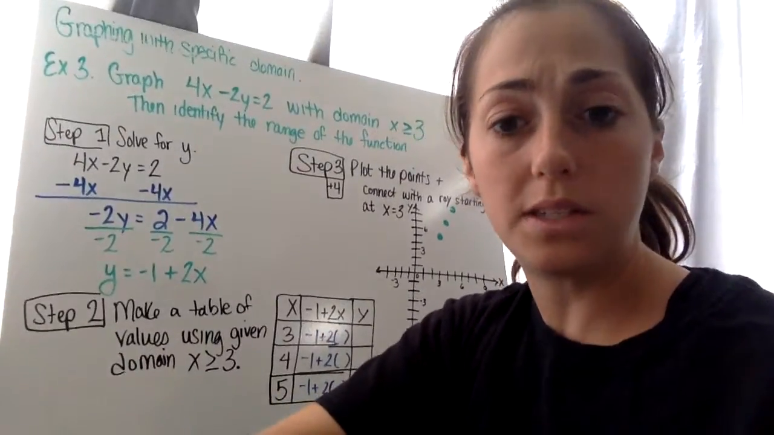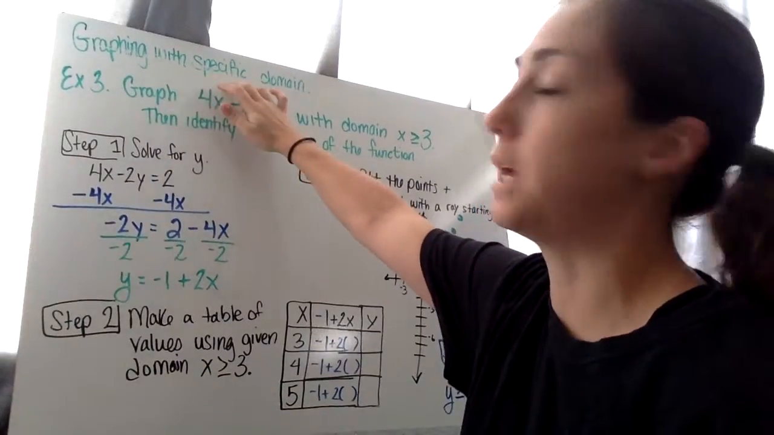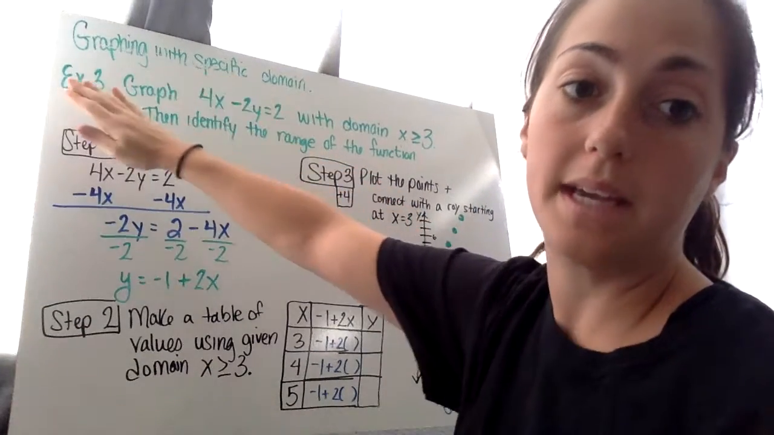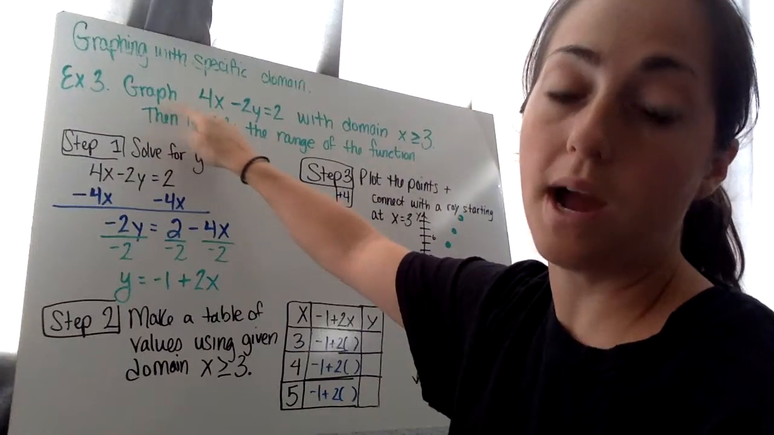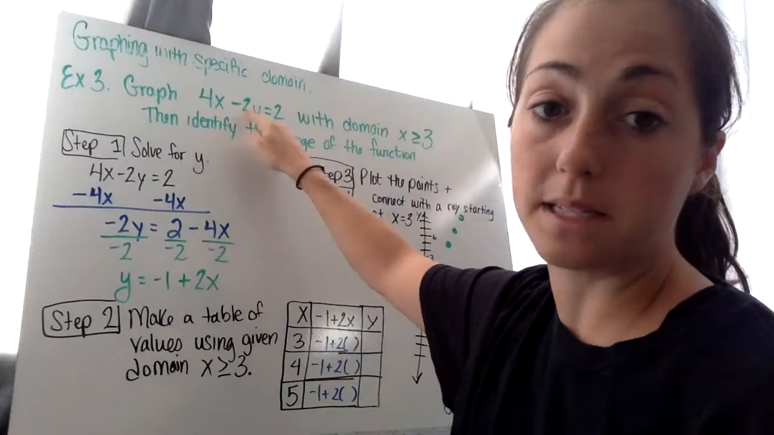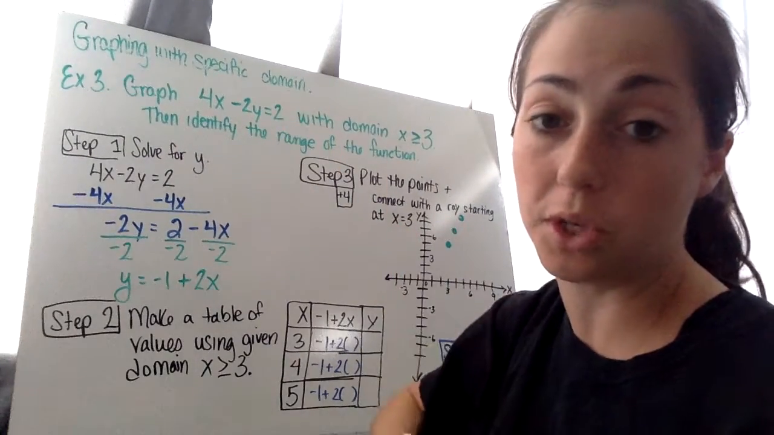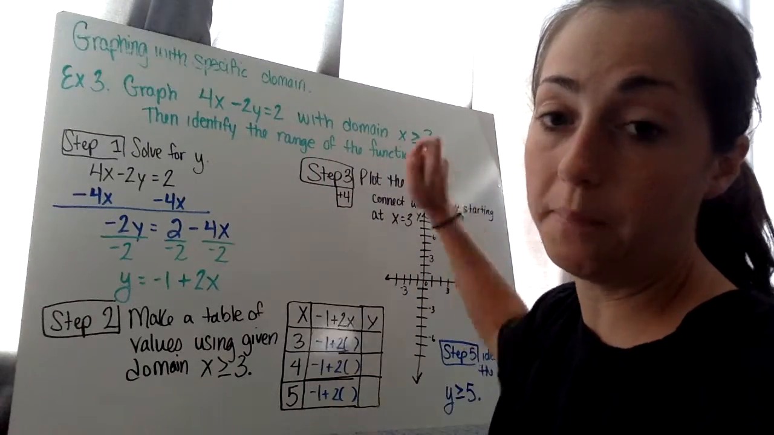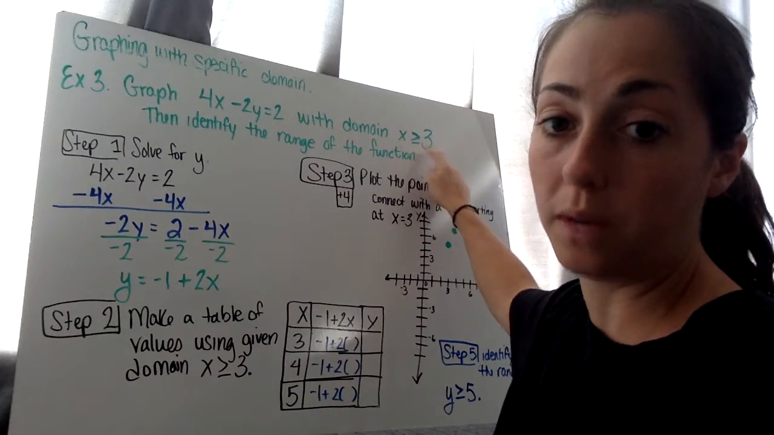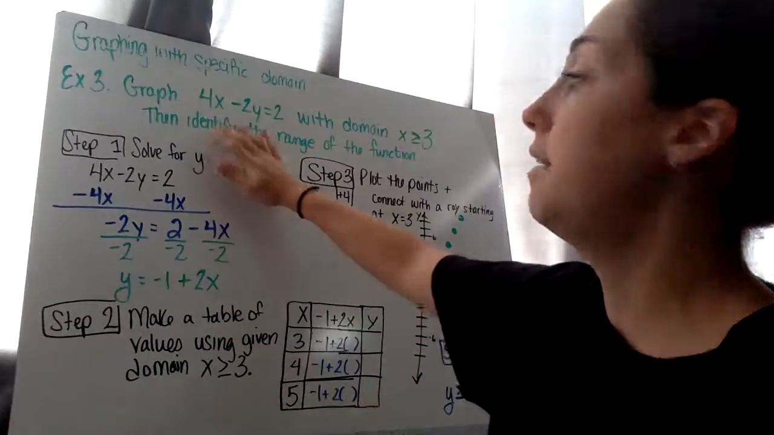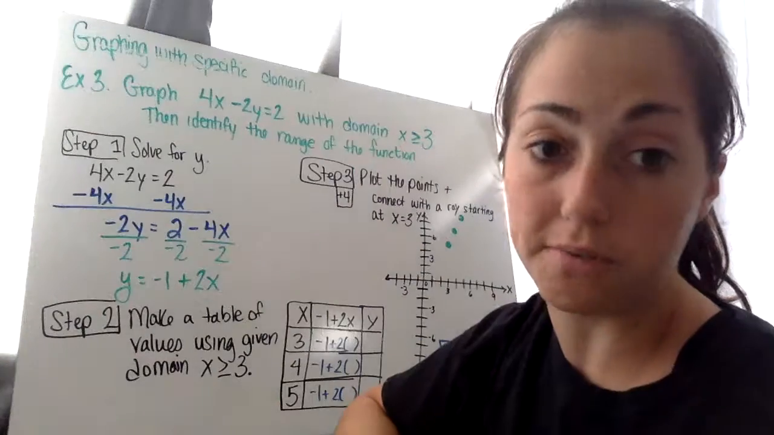Ouch. All right, so graphing with a specific domain. That's what that says there. Example 3. We're going to graph the equation 4x minus 2y equals 2 with domain x is greater than or equal to 3. And then after we're done, we'll identify the range of the function.